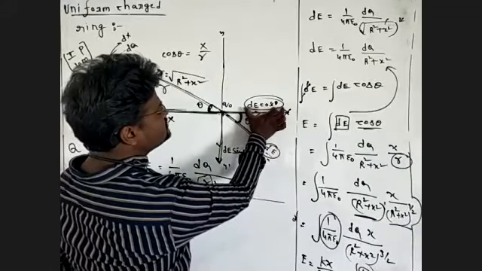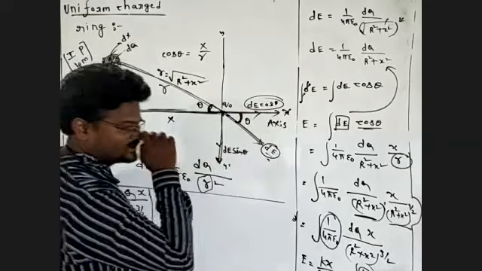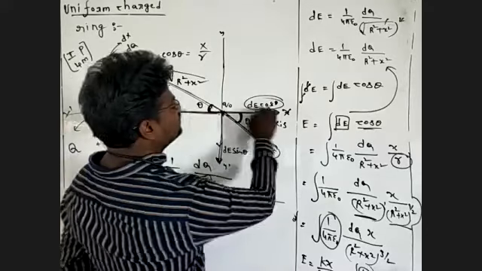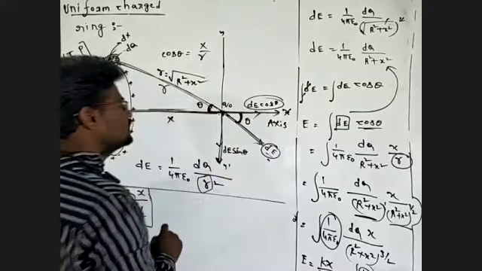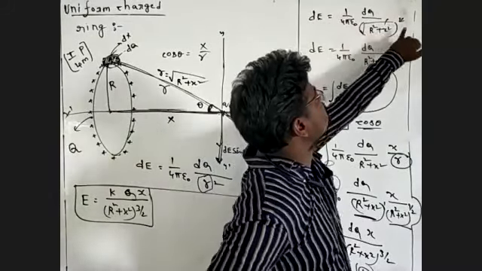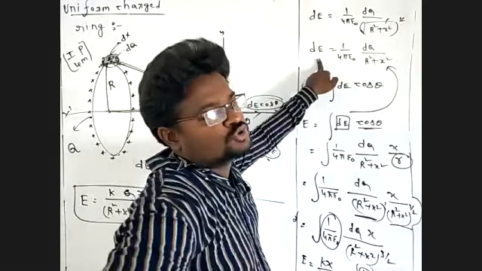This can be resolved into two components. Making an angle theta, it is dE cos theta along the x-axis and dE sin theta along the y-axis. Now I'm taking dE cos theta. dE is 1 by 4 pi epsilon naught dq by root of r square plus x square, because this is a small electric field between the two charges.